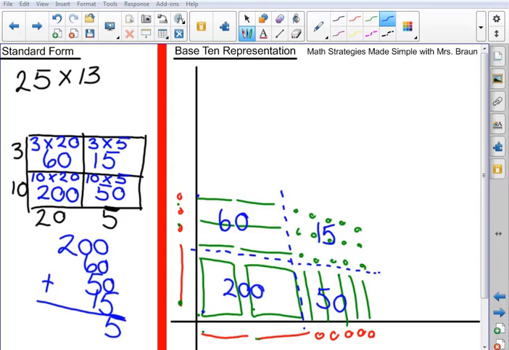Got 5. And 6 plus 5 is 11, plus 1 is 12. Here's the 1,325.